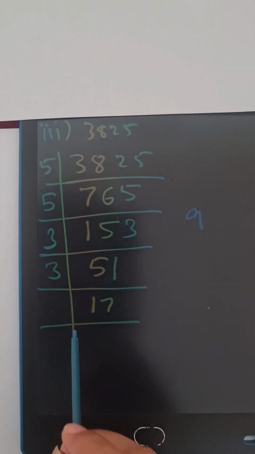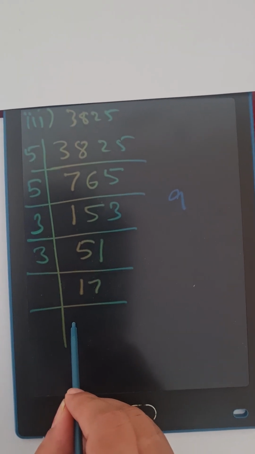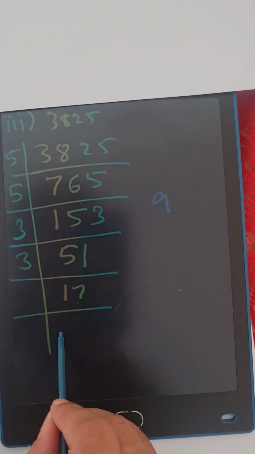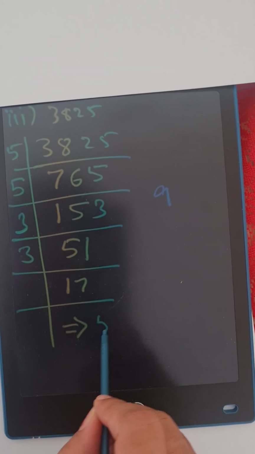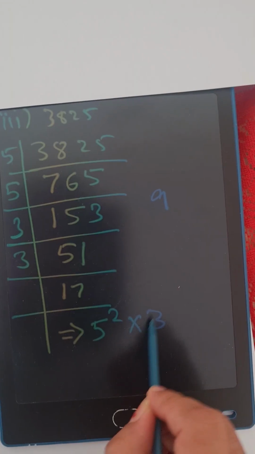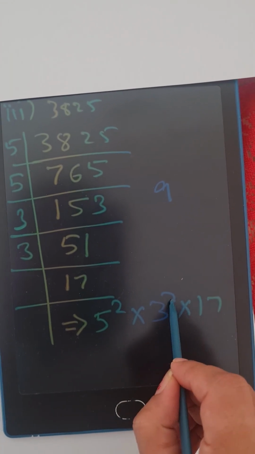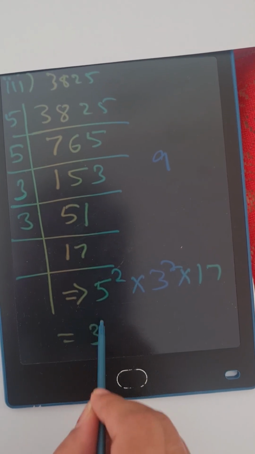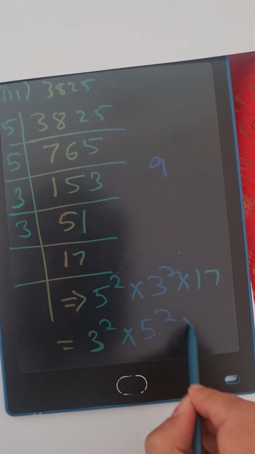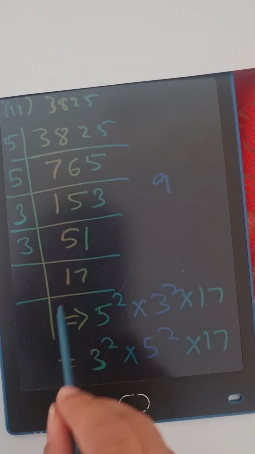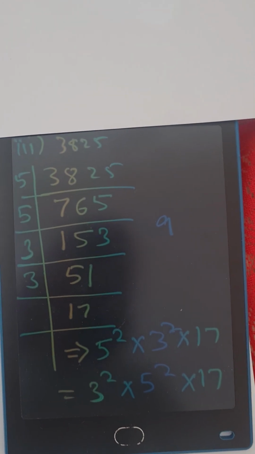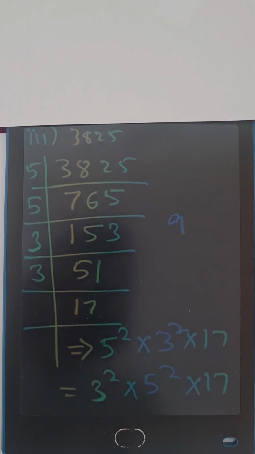So the prime factorization of the number 3825 is 5 raised to the power 2 into 3 raised to the power 2 into 17. The better way of writing this is 3 raised to the power 2 into 5 raised to the power 2 into 17. I have just reordered the writing of these numbers.